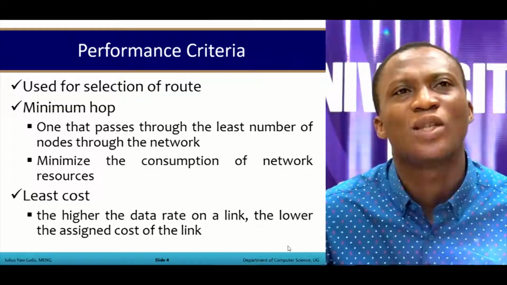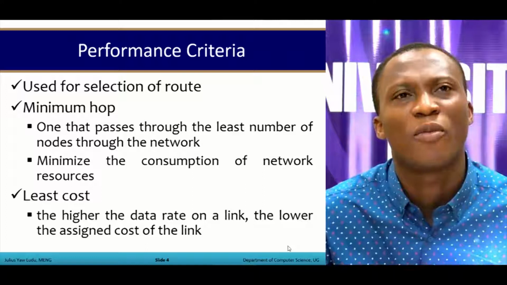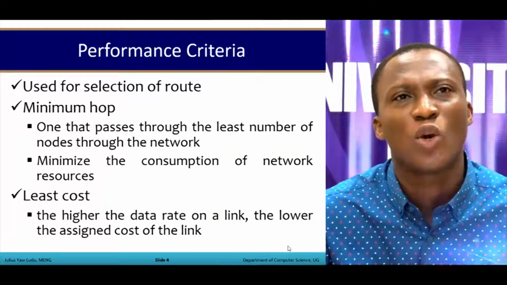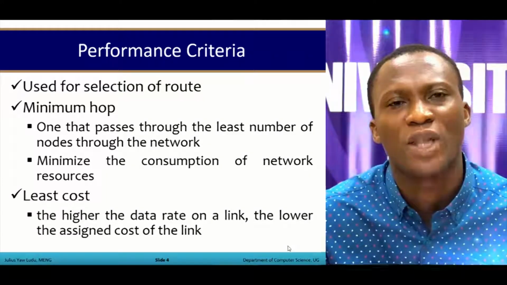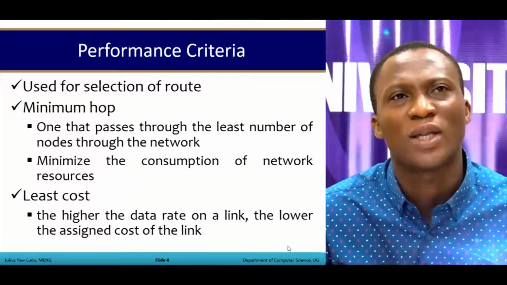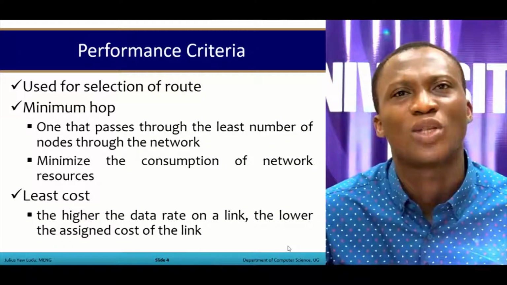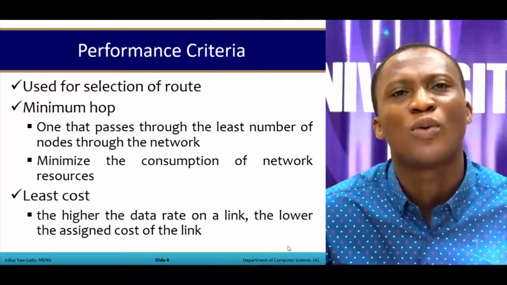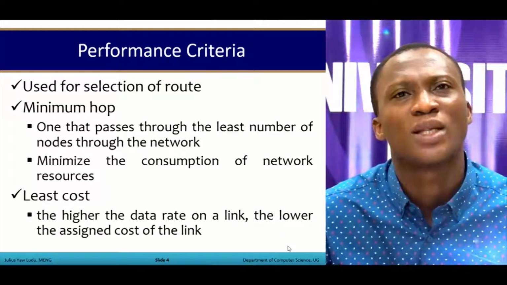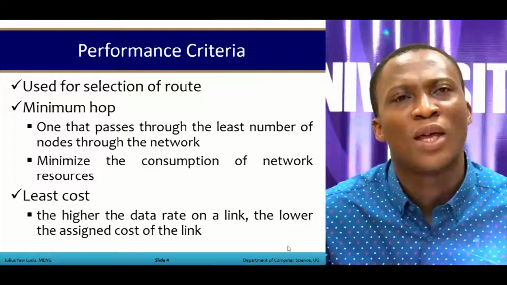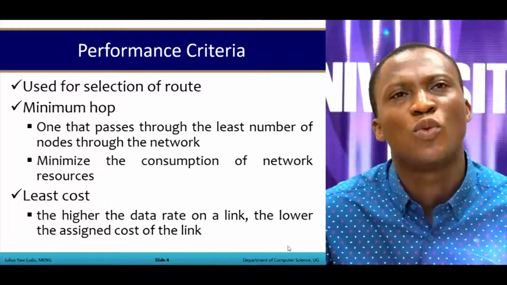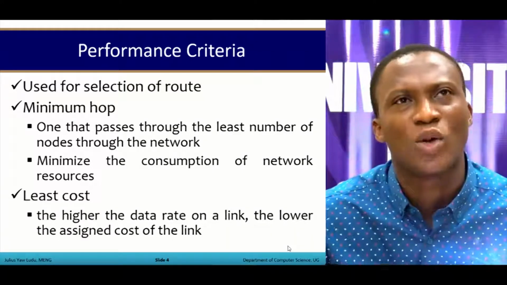Then we are going to look at the least cost, which is the second performance criterion. Now, the higher the data rate on your link, the lower the assigned cost of the link. So we are going to actually see a setup of networks with various costs attached to them. And we are going to find out how these two performance criteria are going to help us get the path a packet will take at the least cost.